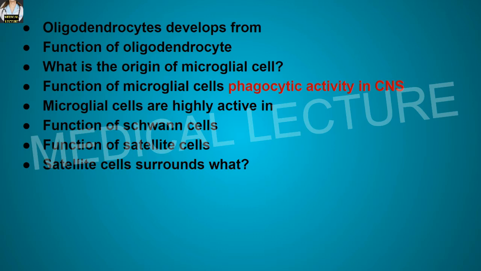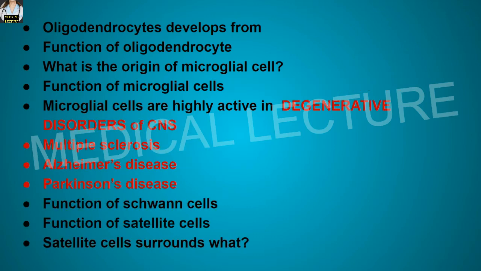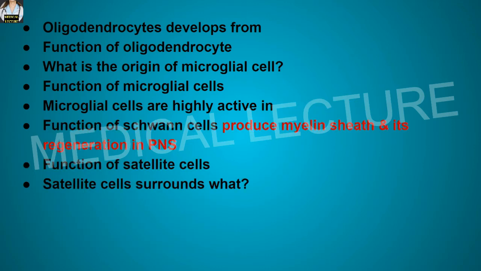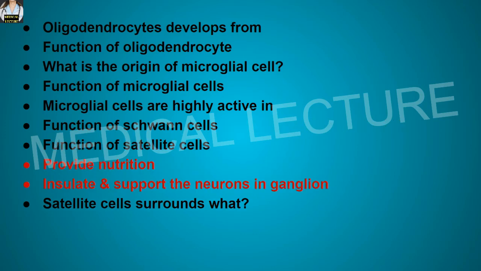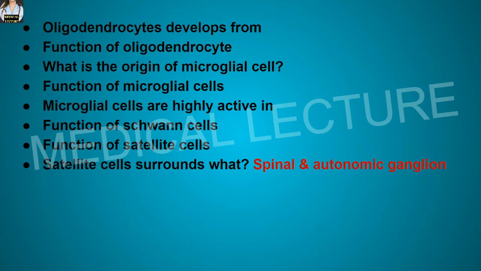Microglial cells are highly active in which state? In the degenerative state or degenerative disorders of the CNS. Even they are active in multiple sclerosis, Alzheimer's disease and Parkinson disease. What is the function of the Schwann cells? They produce the myelin sheath and its regeneration in the PNS. What is the function of the satellite cells? They provide nutrition, and they also insulate and support the neurons in the ganglion. Satellite cells surround the spinal and the autonomic ganglion.